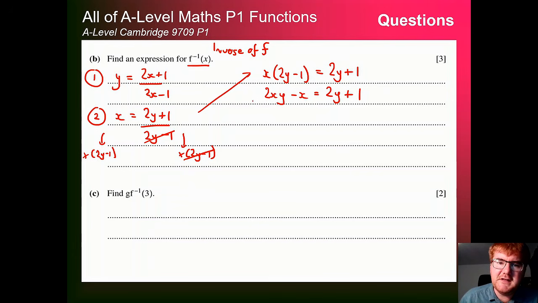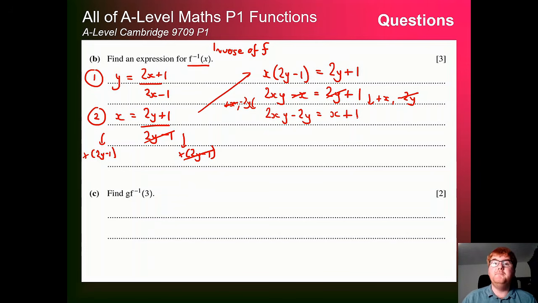So the way we're going to do this is we're going to add x on both sides and we're going to minus 2y from both sides, giving us what we want. So this cancels, leaving us then with just 2xy minus 2y. And then we've got a 2y and 2y cancel, giving us then x plus 1.